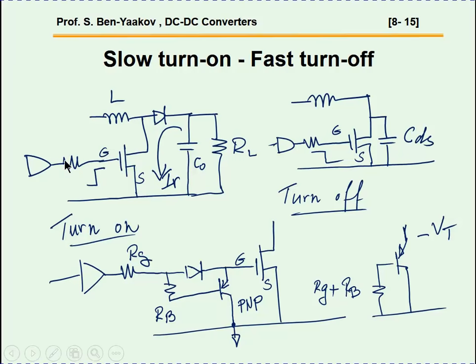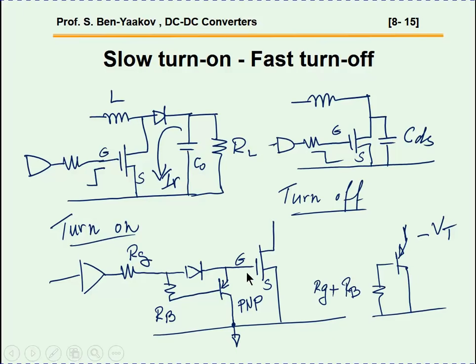You slow it by putting a fairly large resistor. However, during turn off, you really like the transistor to turn off very quickly. The reason is that if you turn it off quickly, with the inherent capacitance that you have at a transistor, the voltage will go up slowly, so therefore you will have a small overlap between current and voltage on the transistor, and consequently switching losses will be lower. So in some applications you really like to turn on slower and turn off fast.